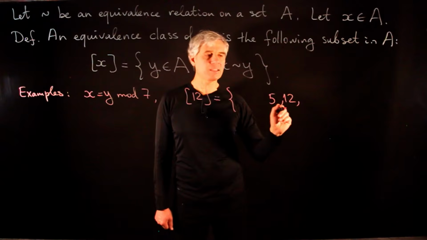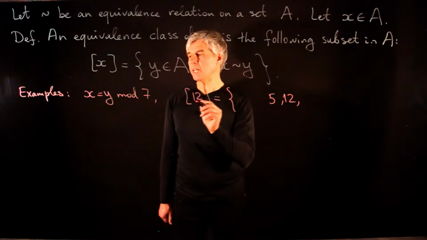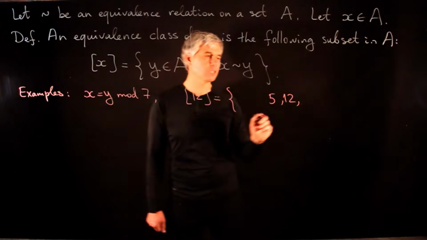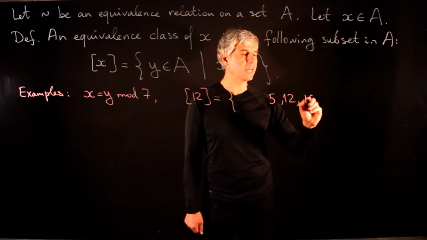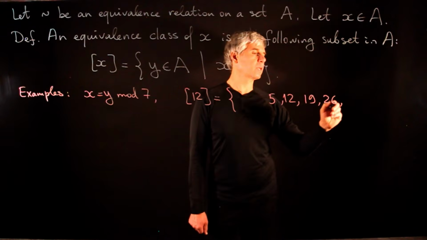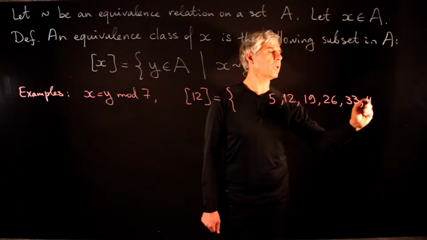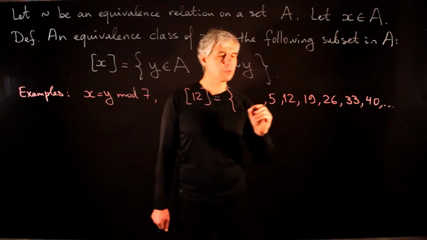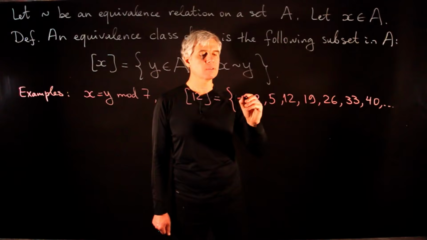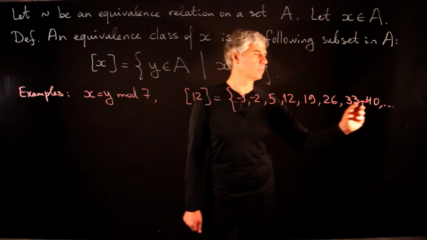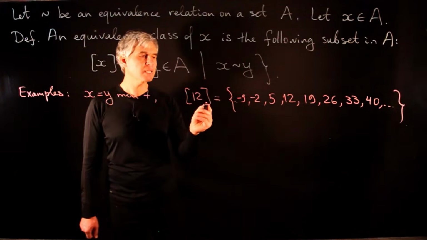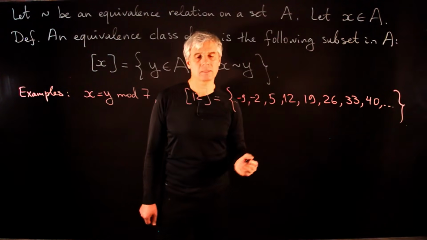And if we add multiples of 7 to 12, then we will get elements that are equivalent to 12 under this relation. So this means that 19 is equivalent to 12, 26, then 33, 40, and also we can go backwards. So negative 2 is equivalent to 12, negative 9, and so on. So we see that the equivalence class is an infinite set in this case.